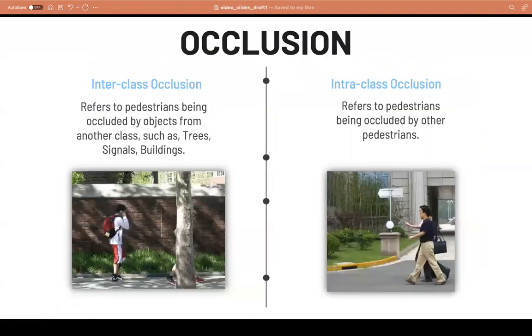Occlusion is of two types: interclass and intraclass. Interclass occlusion refers to pedestrians being occluded by objects from another class, such as trees, signals, buildings, walls and so on. Here we can see in this image that a boy is almost 90% blocked by a tree. Intra-class occlusion refers to pedestrians being blocked by other pedestrians. In this image, we can see three men walking, but the second two men are very occluded by the first man.